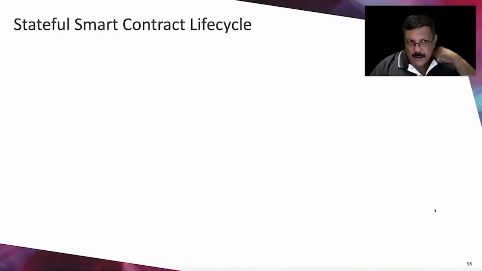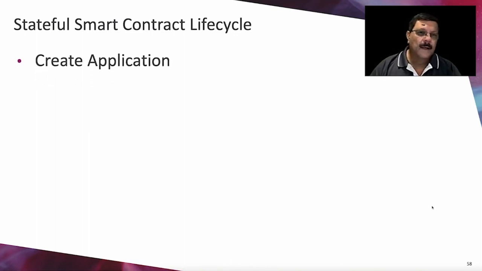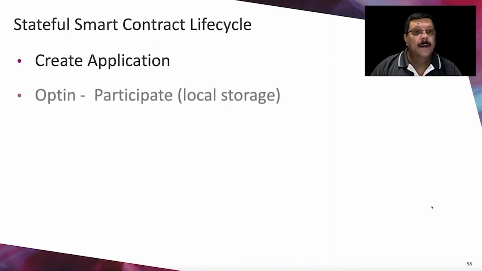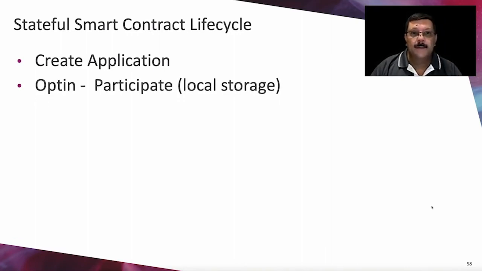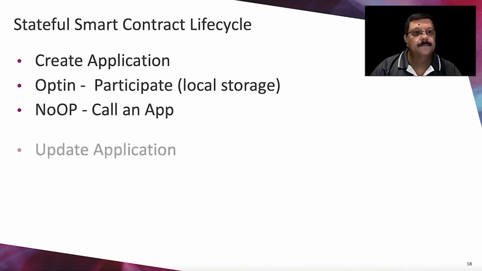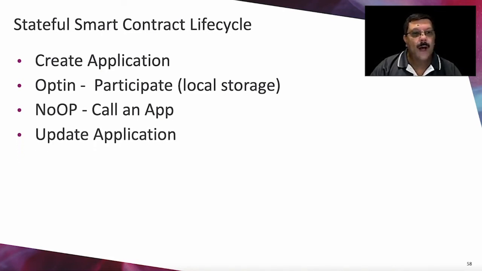Okay, so now let's talk about stateful smart contracts. The first thing we'll talk about here is the life cycle. The first thing you would do is create the application, and then you would need to opt in to participate. This will provide the ability to use local storage. The no op is basically calling the app to execute it, and perhaps you might want to update the application as well.